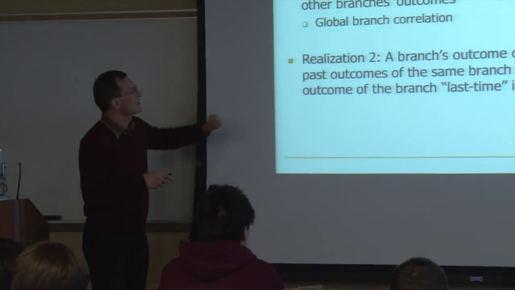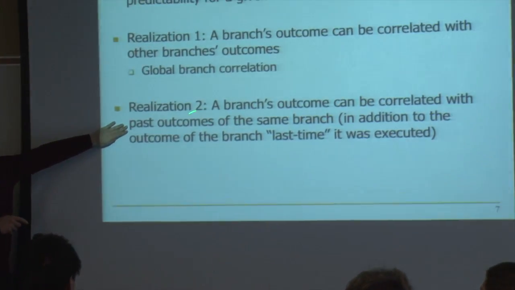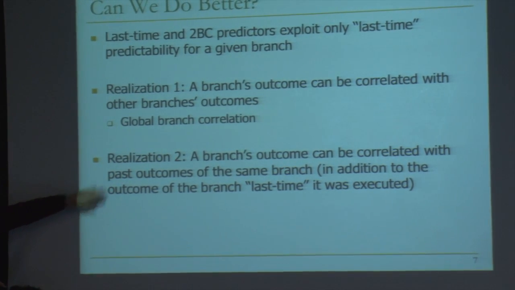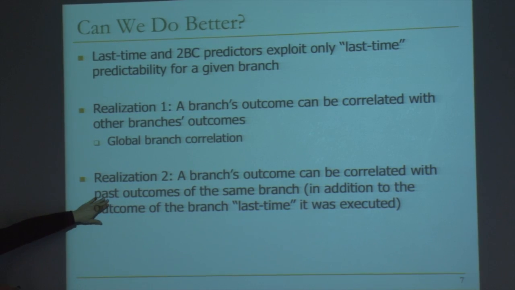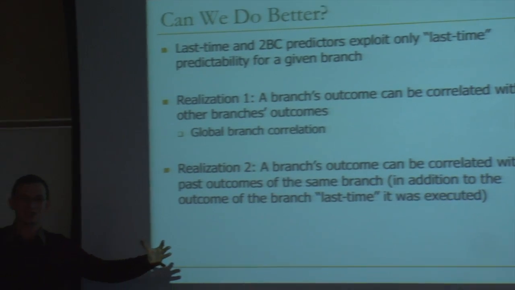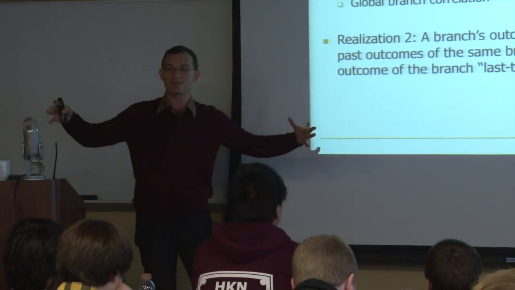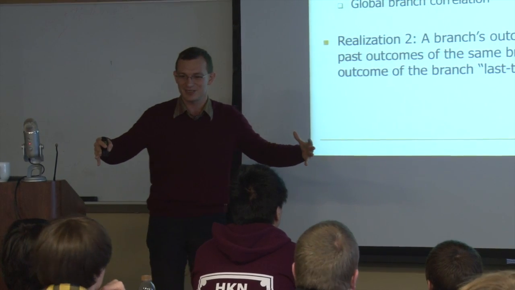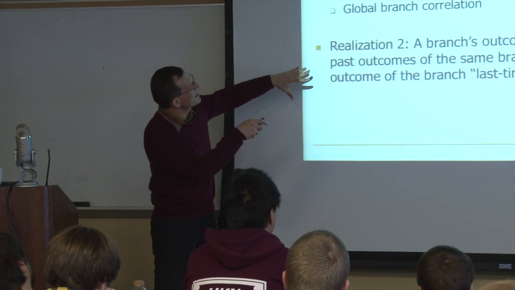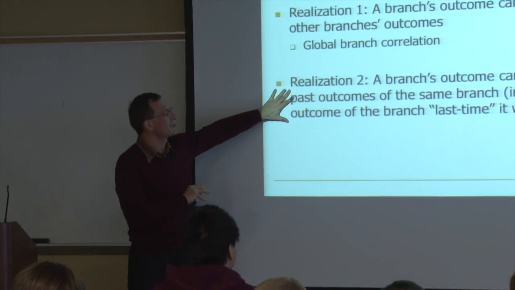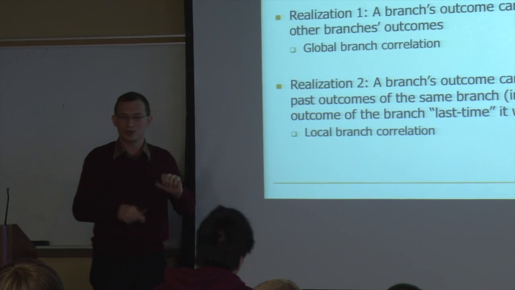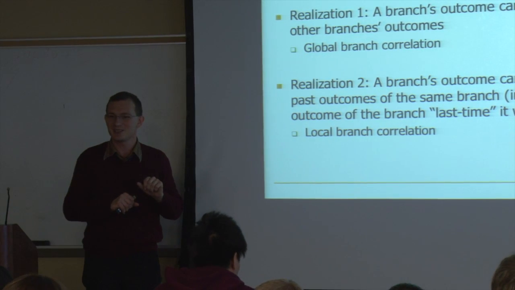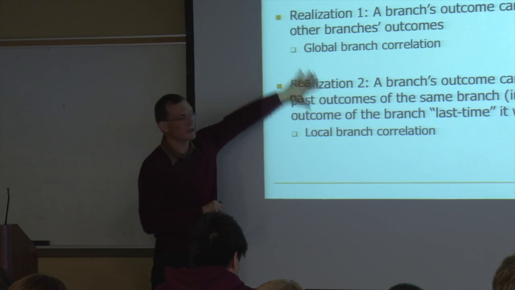The second realization is a branch's outcome can be correlated with past outcomes of itself, of the same static branch, because the branch keeps getting executed over and over, right? And if you look at the last 16 times the branch is executed, maybe you can predict what will happen to this branch the 17th time it's executed. Right? Kind of last time predictors exploit this a little bit, but not exactly in the way we will exploit this. This is called local branch correlation. A branch's outcome is correlated with itself. Does that make sense? So these are fundamental concepts that could be applicable to other things.